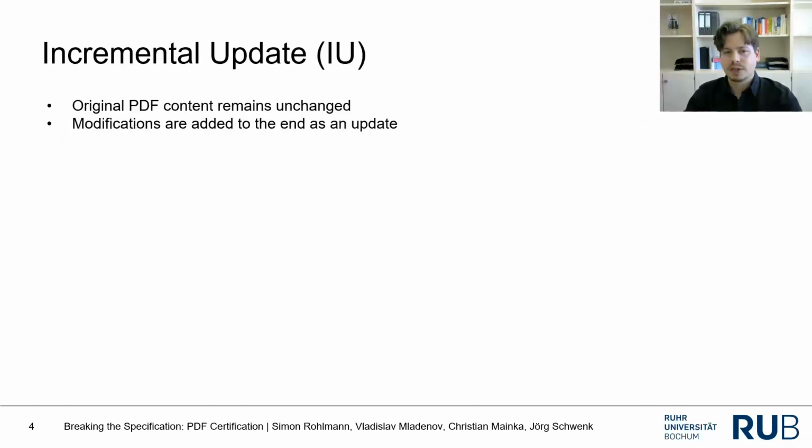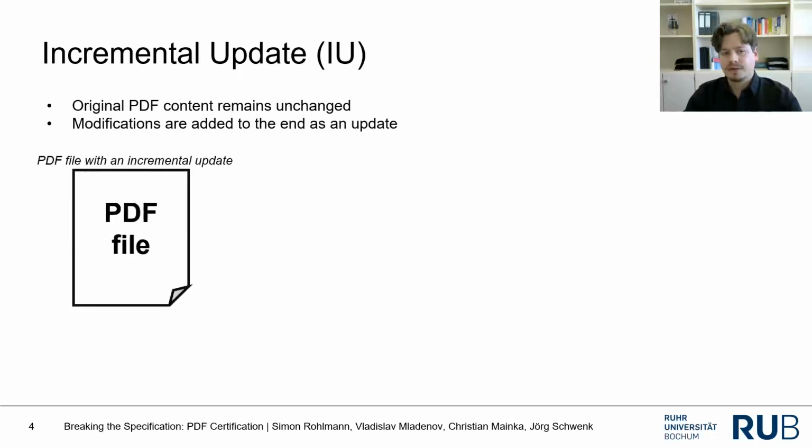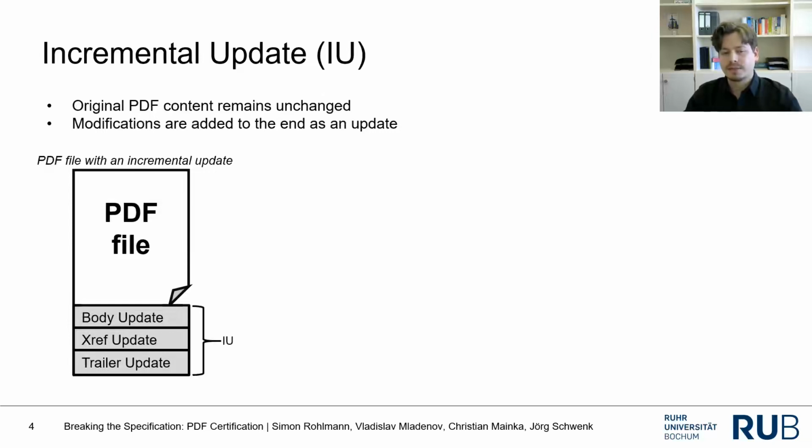If we want to change the content of a PDF file or add new content, we usually do this within an incremental update. This means only the modifications are added to the end of the PDF file within an update, but the original PDF content remains unchanged. On the left side you see a simple PDF file, and now we want to add an incremental update. We do this by adding a body update, a cross-reference table update, and a trailer update. These 3 parts build the incremental update.